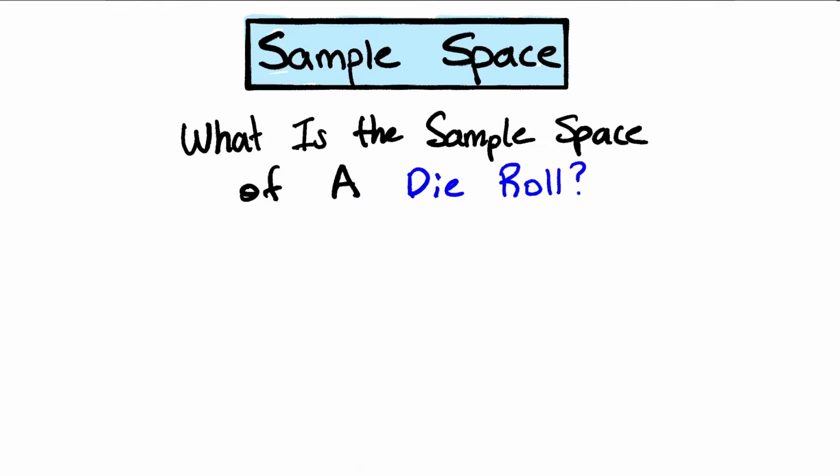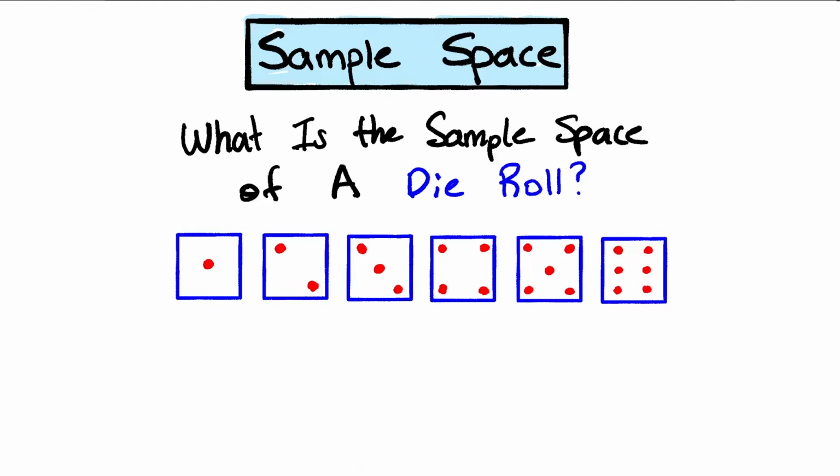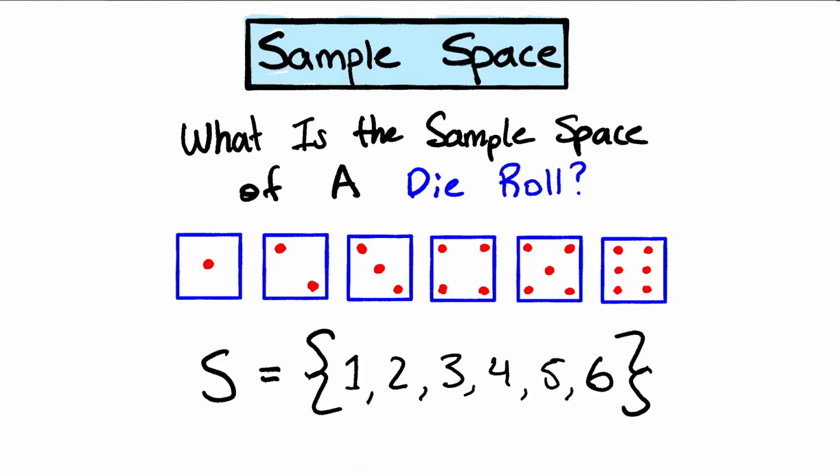Now for another example, what is the sample space of a die roll? Now when you roll a die, there are 6 possible outcomes. You roll a 1, 2, 3, 4, 5, or 6. Thus, our sample space can be written as follows. S equals the set of 1, 2, 3, 4, 5, and 6.